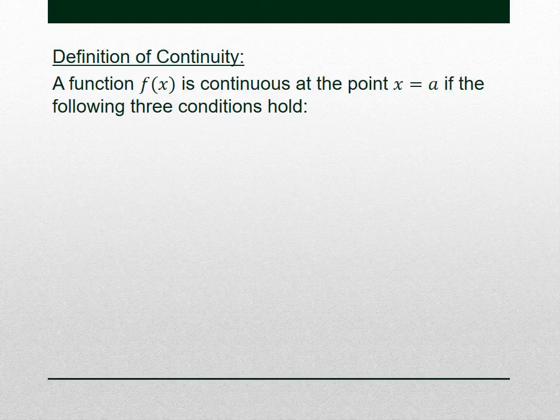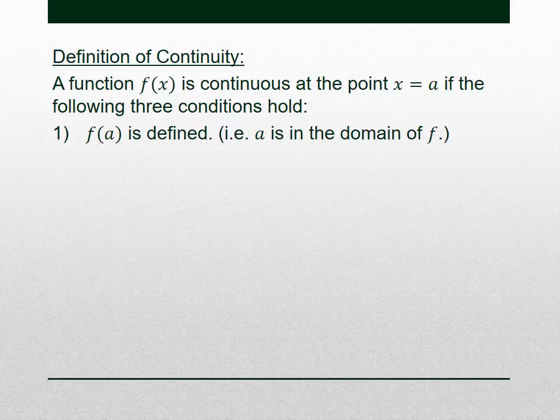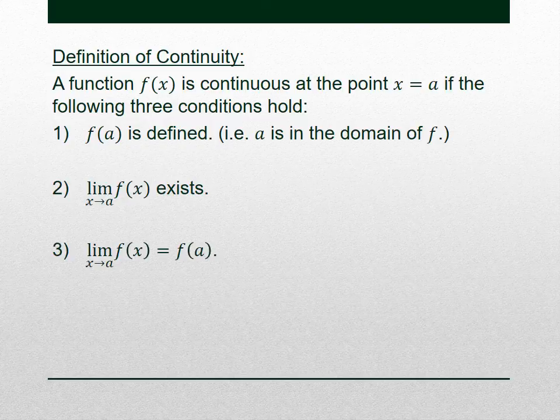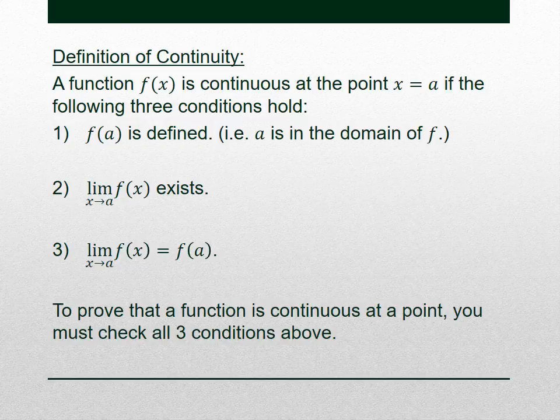So it's a three-part thing. Part one, f of a is defined. So that means you can plug a in and the function will spit out a value for f of a. Part two is that the limit as x approaches a of f of x exists. So the limit has to exist. And part three is that the function is defined to be the same thing as what the limit is. So the two things you got in parts 1 and 2 are the same. So the function has to be defined, the limit has to exist, and those two things have to be equal.